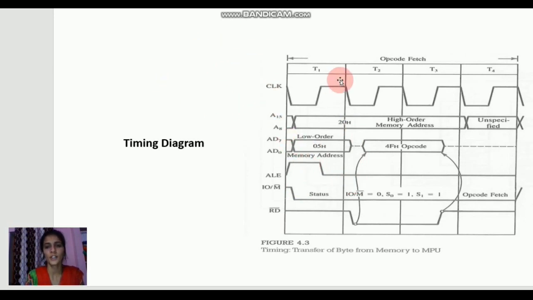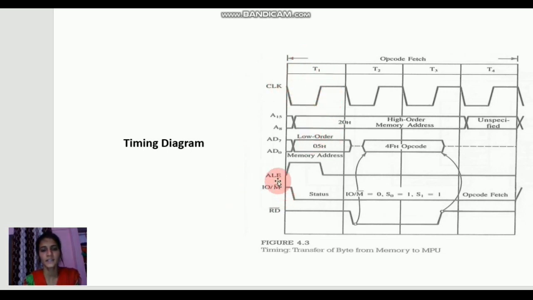This is the timing diagram for what happened above. T1, T2, T3 are each of 1 clock period. In T1, the program counter puts the address on the address bus. In T1 itself, ALE, which is the address latch enable signal, is given. With this signal, the address lower byte, which is on the time multiplexed address data bus, is latched by an external latch circuit. This is what is called demultiplexing the address bus.